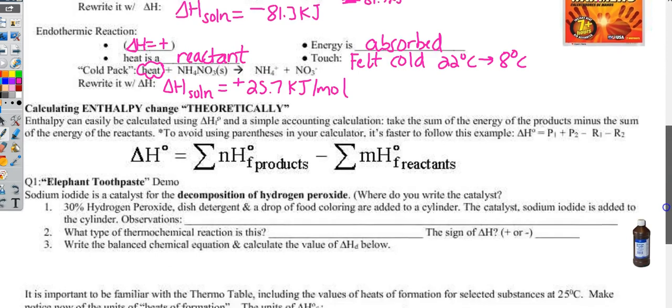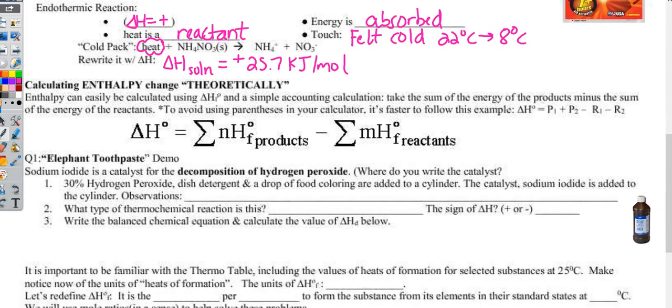Okay, so next we're going to be talking about calculating enthalpy change theoretically, because we can do it experimentally. That means that we're in the lab and we're using something called the calorimeter. But if we're doing it theoretically, we're using charts and we're doing these on paper. Enthalpy can be calculated really easily using those delta HF values. And it's a very simple calculation.